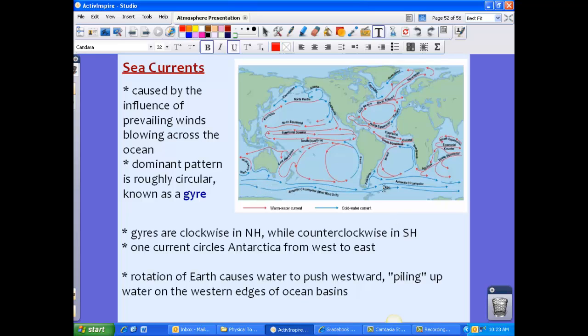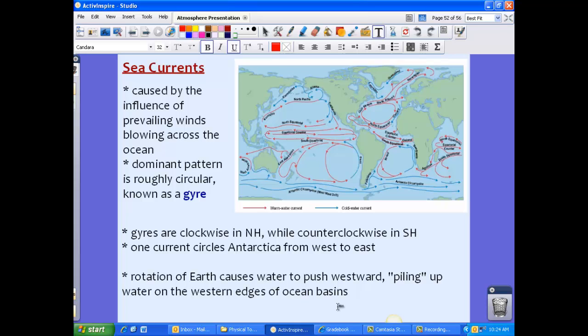We also have one that circles Antarctica, and that goes from west to east. There is no comparable one up in the northern sections around the North Pole because of all the land distribution. But around the South Pole, Antarctica is basically one big landmass right at the southern pole. So we have this huge current going around there.